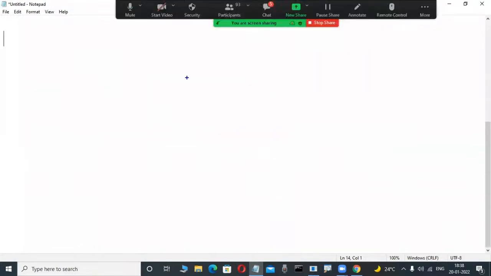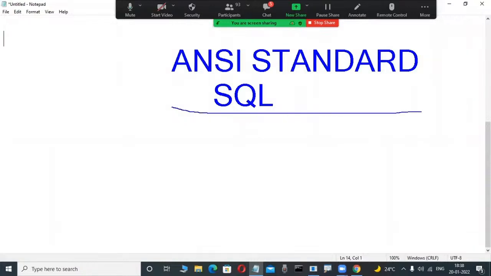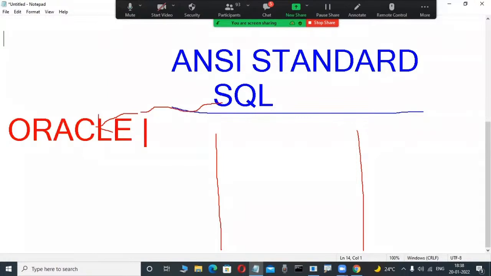Same like here, observe. SQL is an ANSI standard language. ANSI, the American National Standards Institute, defines some standards for the SQL language. This ANSI standard language is used to operate all the relational databases. I agree, but unfortunately, from this ANSI standard SQL, Oracle Corporation created their own SQL that is called Oracle SQL. That is important.